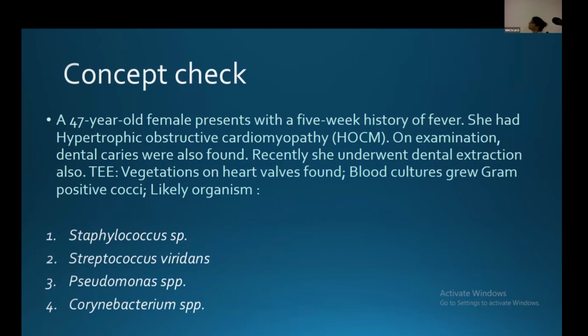So let's go for a concept check. A 47-year-old female presents with a 5-week history of fever. She had hypertrophic obstructive cardiomyopathy. On examination, dental caries were also found, and recently she underwent a dental extraction. On transesophageal echocardiography, vegetations were seen on the heart valves, and blood cultures grew gram-positive cocci. So what could be the likely organism?